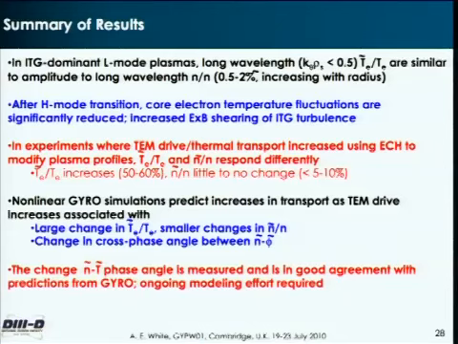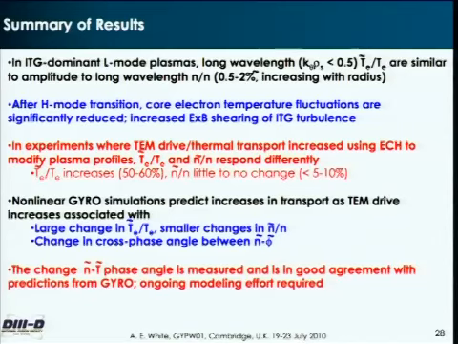Just to sum up, we found, interestingly, in ITG-dominant L-mode plasmas that long wavelength temperature and density fluctuations are very similar in amplitude to each other. We find that after the transition from L mode to H mode, an improvement in confinement comes along with a reduction in the amplitude of core electron temperature fluctuations. We've also performed experiments where we've increased the trapped electron mode drive, so we increased the transport in the plasmas using ECH, and we found very different responses in the temperature and density fluctuations: a very large increase in electron temperature fluctuations, and a much smaller increase, little to none, in the density fluctuations.